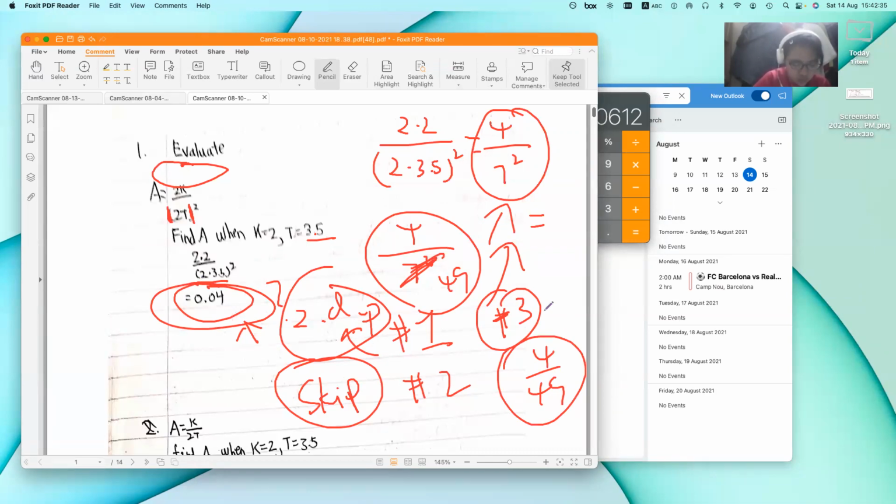So 4/49 is not an answer? No. Why 4/49 cannot be an answer? No, it can be an answer. Then if it can be an answer, why not you accept 4/49? Why you go and give me 0.04? Okay, by the way, 0.04 is wrong. And you are allowed to use calculator.